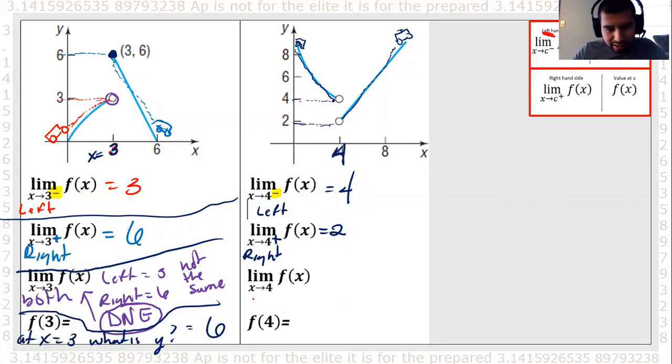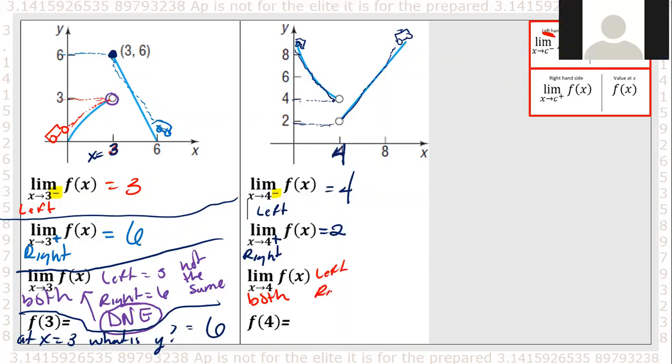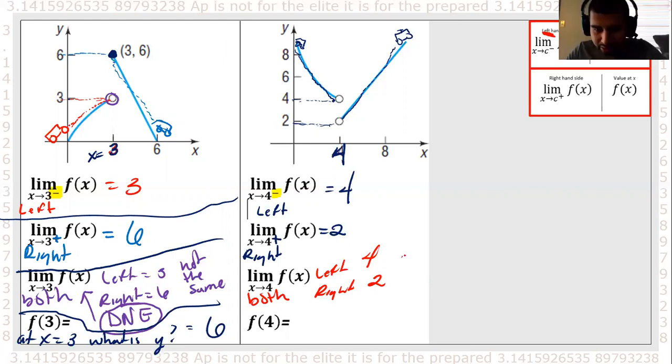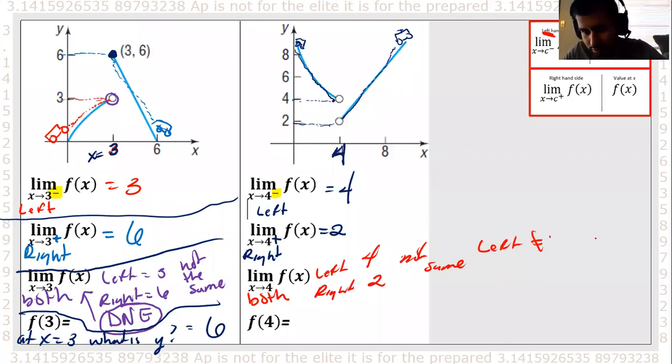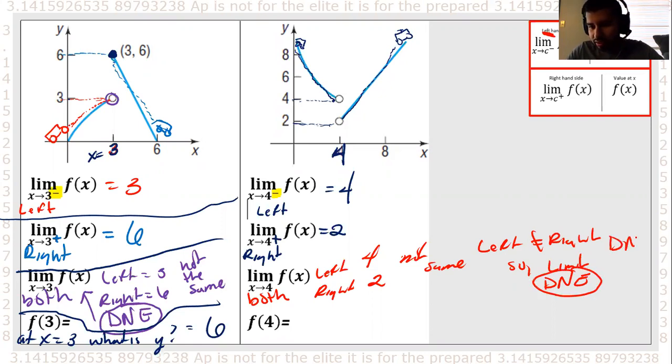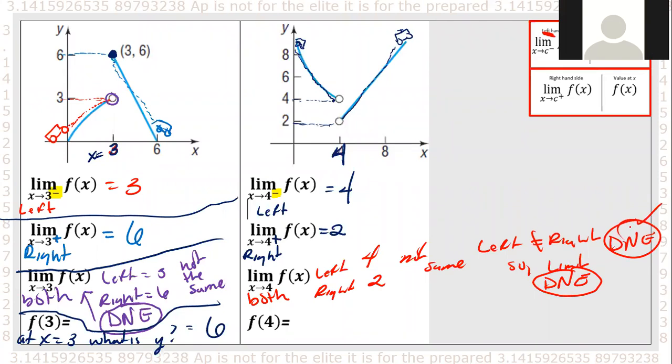Last but not least, what is it at both? As I go from the left and the right, one of them is 4 from the left, and one of them is 2. Are they the same? No. Not the same, right? Left does not equal right. So the limit does not exist. And this is a perfectly good answer, guys. I write it like this, D and E. That's an answer that's acceptable.